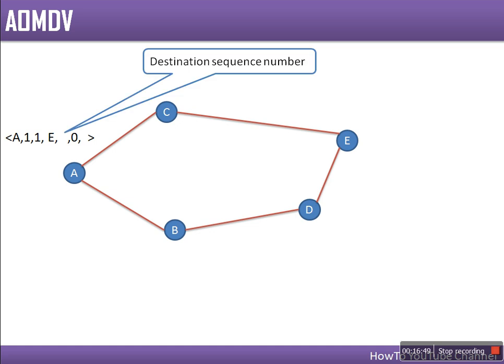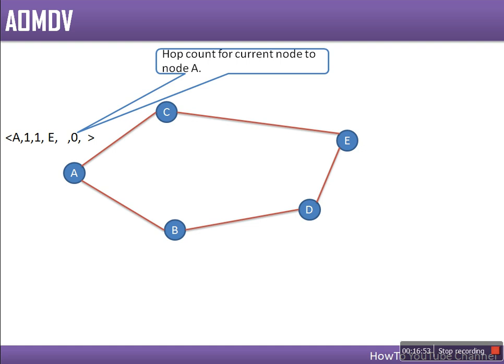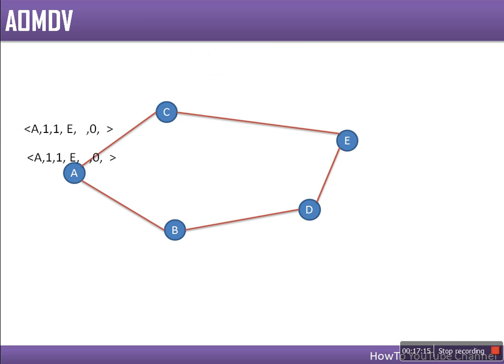Destination sequence number, this is not known at this time. And hop count, this is actually the advertised hop count. It will specify the distance between node A and the current node. The current node at this time is A itself, so the distance is 0, and for first hop, so far this packet is not forwarded to any neighbor, so this field is also not known. Now this packet will be broadcasted.